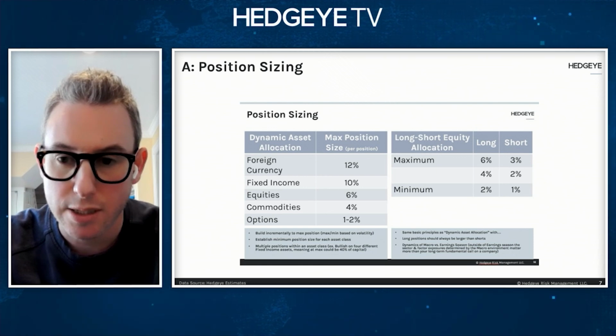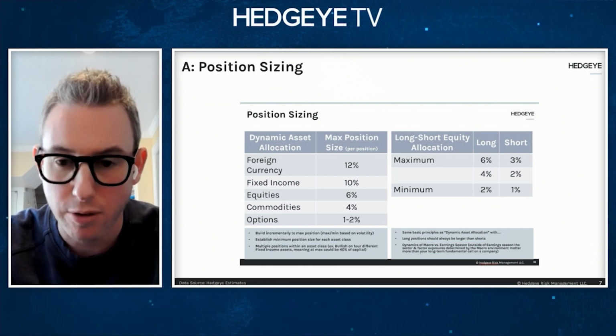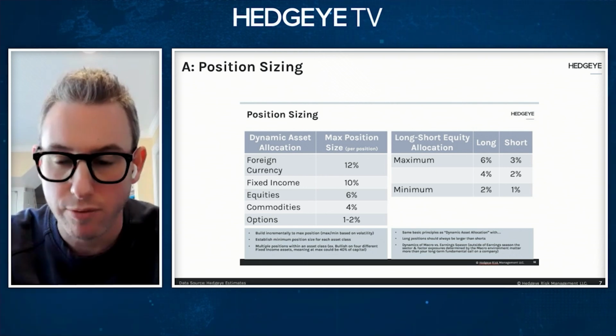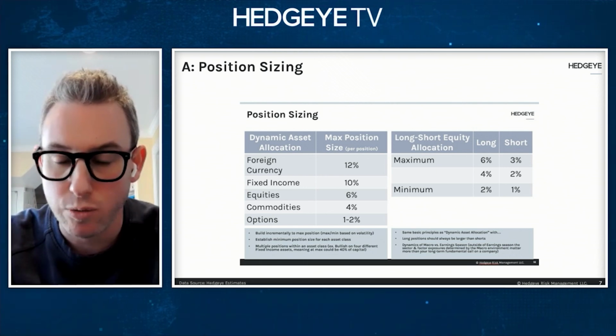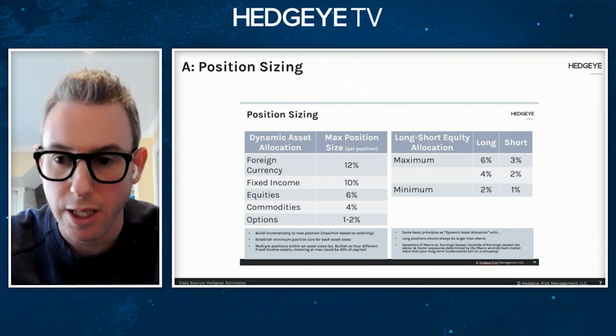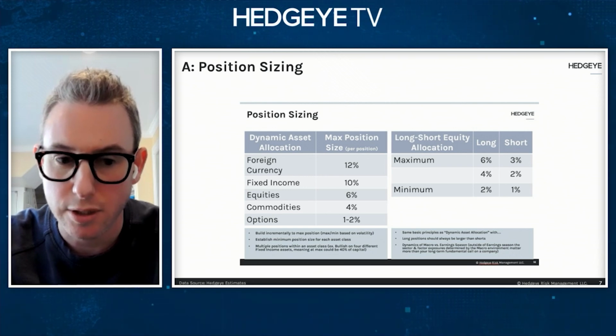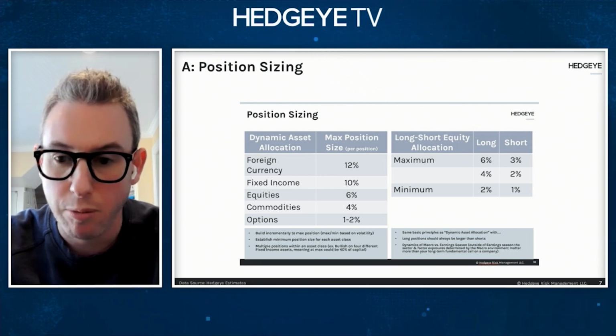But again, it does vary, as I've talked about on different shows, in terms of which quad environment you're in, as well as the underlying volatility of that asset. So I'm going to get into volatility adjusting things and give some examples as well. Commodities max would be 4%, and options again kind of 1 to 2.